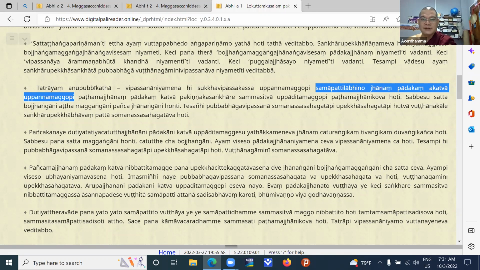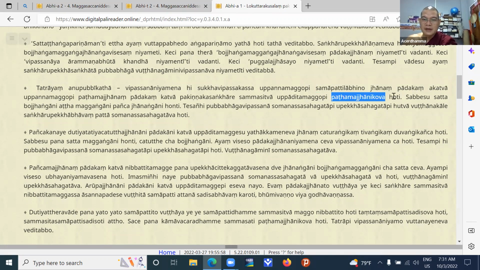No, this person, because you see, according to this Pali, patamajjanang padakang katva hodi, he doesn't take any other jhana also as base. That's why when he attains the magga, he attains with the first jhana only. If he takes the second jhana as a base, then the magga will be with the second jhana.